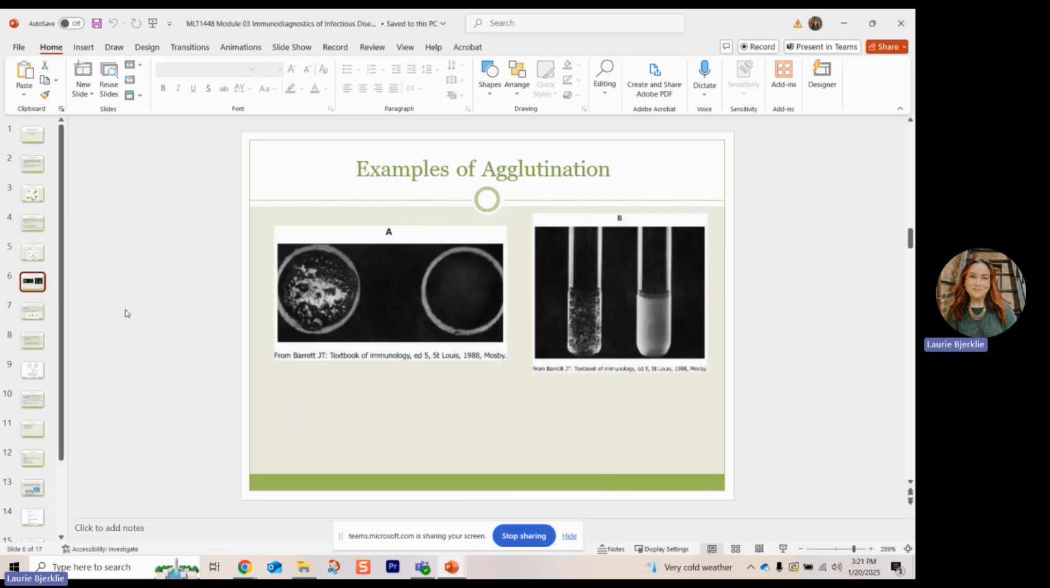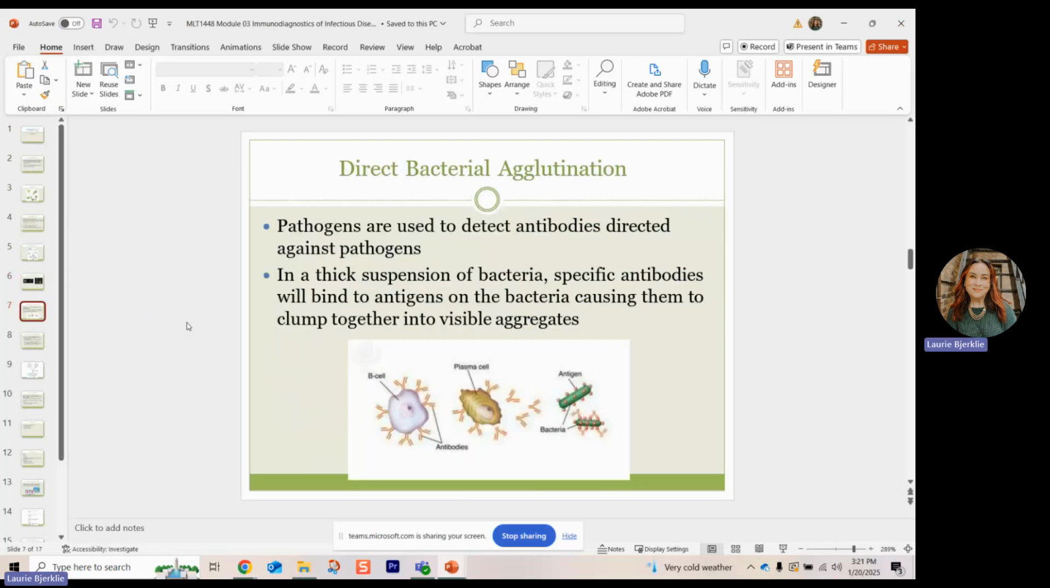So here's kind of how it might look on a slide or a tube version as well. Again, in kits, it might be a colored line that's helping to form, things like that. There is direct bacterial agglutination. In this case, as the name implies, we're looking for specific bacteria, pathogens. So we are looking for these antibodies directed against those pathogens. So you can take a thick suspension of bacteria, and then those antibodies will bind to them. And then again, you have agglutination occur.